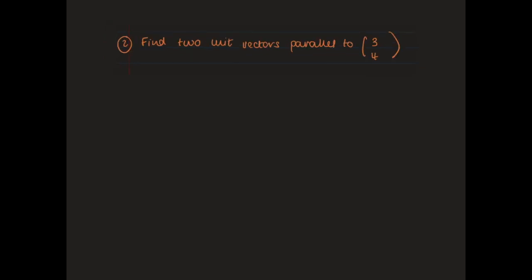Final example. So if we're trying to find a vector parallel to that, let's call our vector A, then we know that it's equal to some scalar t times by the vector.